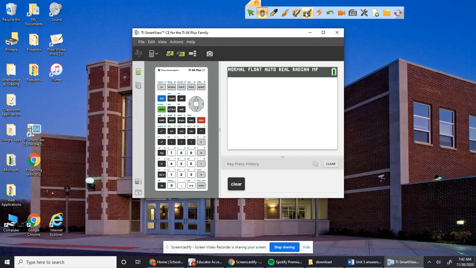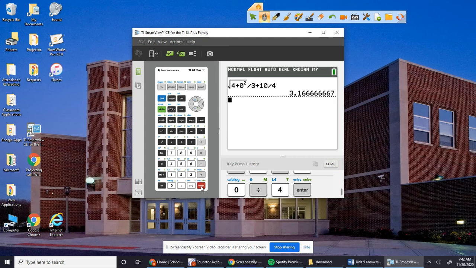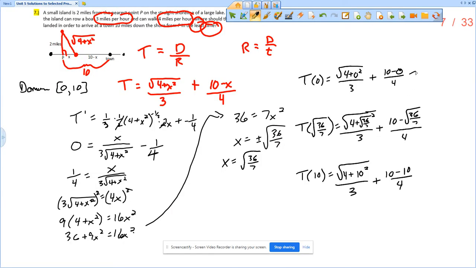Now I have my calculator here. The first calculation was the square root of 4 plus 0 squared divided by 3, plus 10 minus 0 divided by 4. If I do that, I get 3.167, and that would be in hours, I believe.